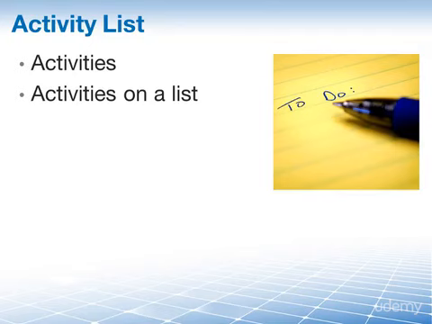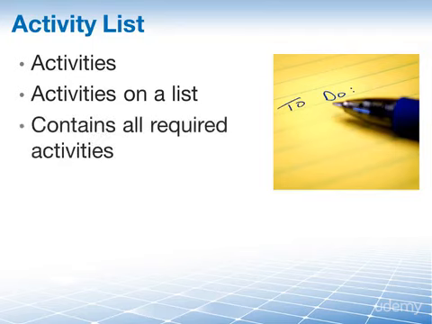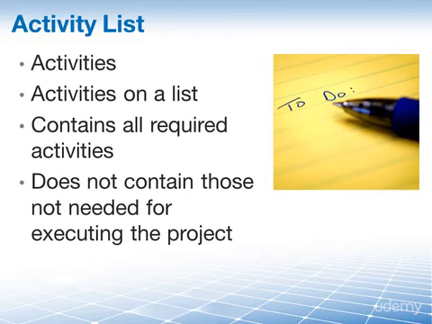Remember, the activity list is considered complete when it contains all the activities that are required on the project and does not contain any activities that are not needed for executing the project.